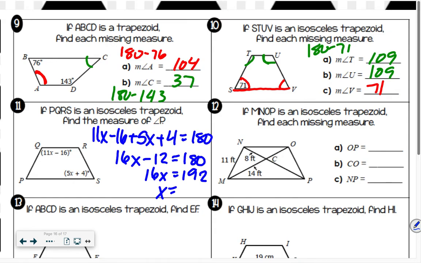Got it. 12. Is that the last thing I need to find? No, I need to find angle P. Well, angle P, if we have an isosceles trapezoid, is the same as what angle? S. So what should I do with this x? Plug it in to S. Yeah, so 5 times 12 plus 4 gives me how much? 64. And that is our final answer, since they're the same.